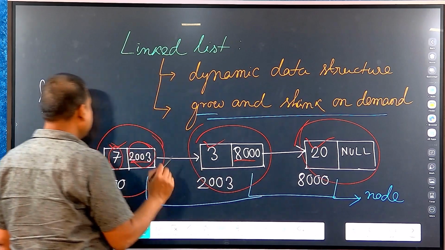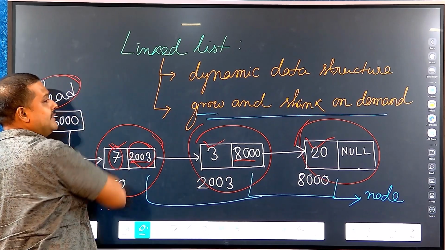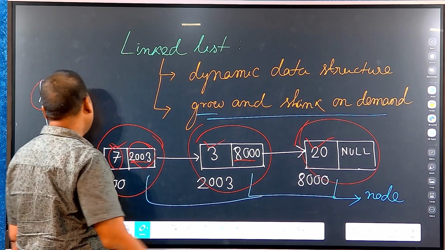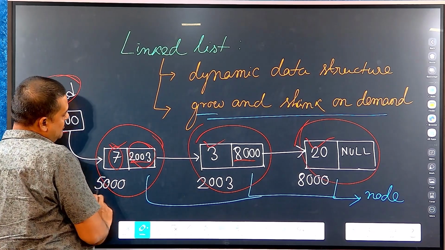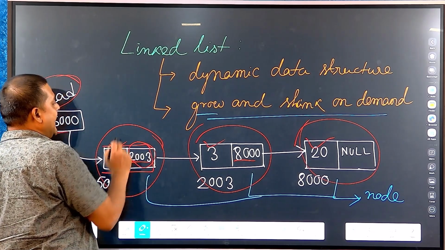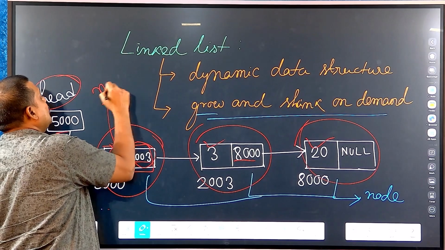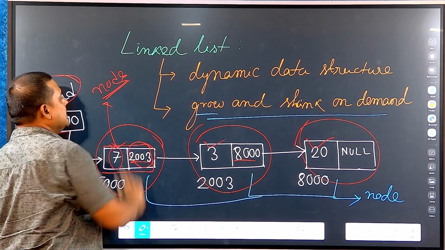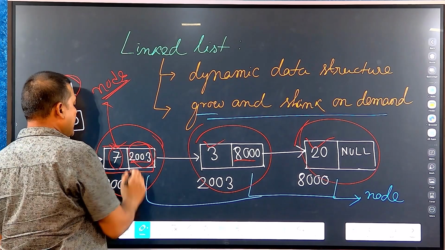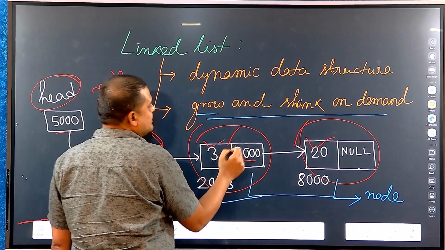So, what is this? There is a variable named head, you can give any name. Head is holding just the base address of this location, and this location is named a node. Okay. And every one of these is named a node.